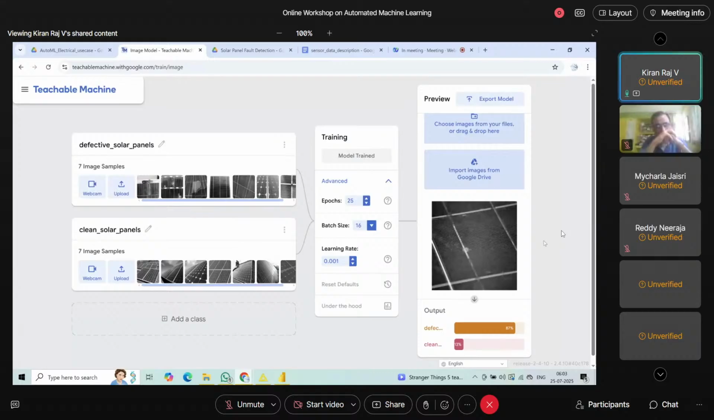See, we didn't have to do any coding here. The algorithm was done in the background, training was done, evaluation was done, and what you see below, the confidence level, that is the accuracy, right?